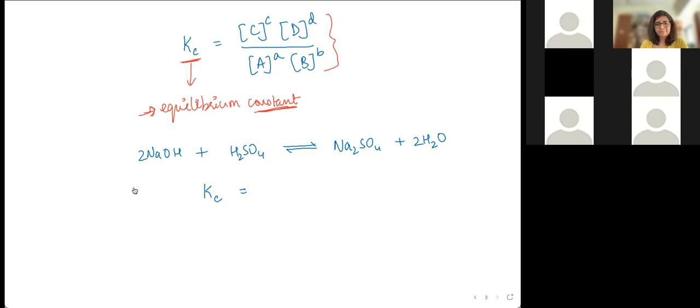Is this going forward or backward? Whatever reaction I've put here, this is the equilibrium that's established. Concentration of Na2SO4 into the concentration of H2O raised to 2, divided by the concentration of NaOH raised to 2 into the concentration of H2SO4. Absolutely correct. So the concentration of products, in this case we have Na2SO4 and H2O.